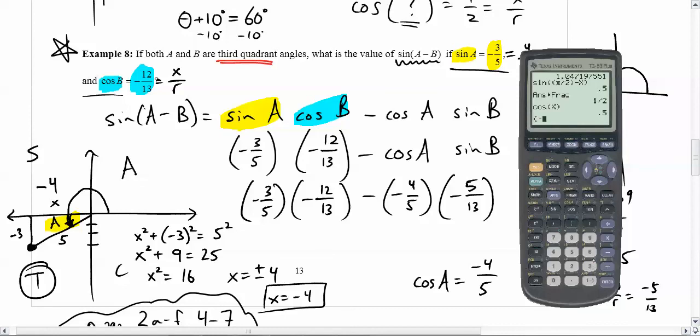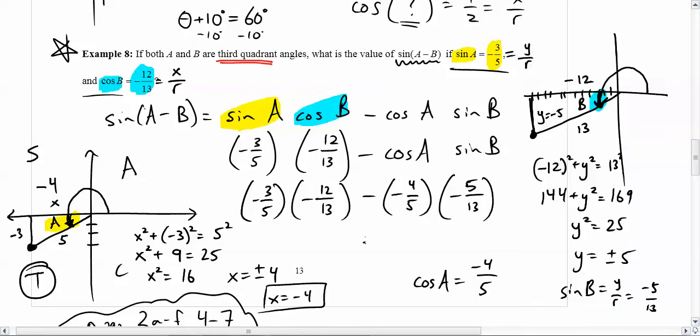So I have negative 3 over 5 times negative 12 over 13, minus negative 4 over 5 times negative 5 over 13, giving me, and let me change it to a fraction, go into the math menu, 16 over 65.